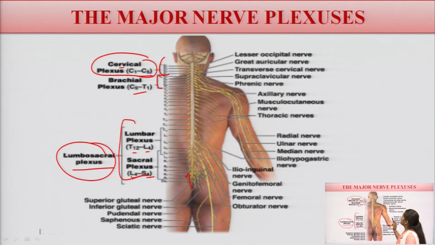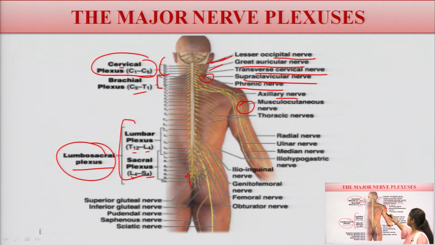plexus. Now there is a brain part, there is a lesser occipital nerve. So there is an occipital nerve because there is an occipital region. The back part of the skull is known as the occipital. So there is an occipital nerve. Then there is a greater auricular nerve, transverse cervical nerve. This is the supraclavicular nerve which is present in the scapular region, and this is the phrenic nerve, and this is axillary nerve.